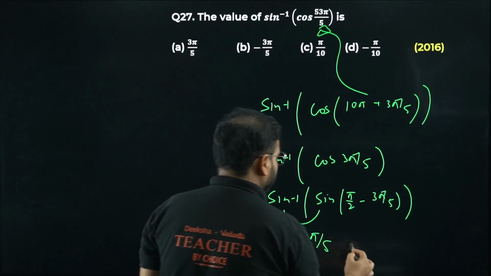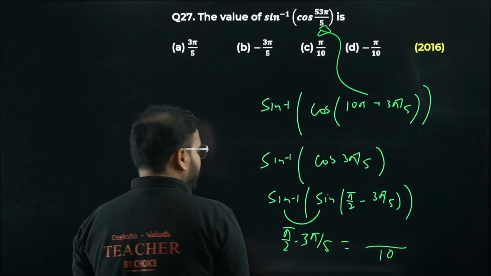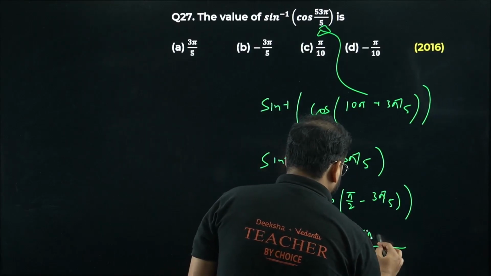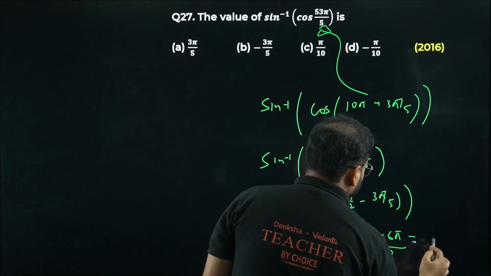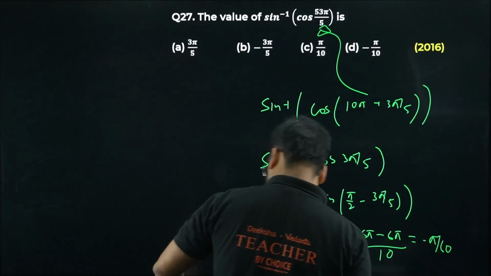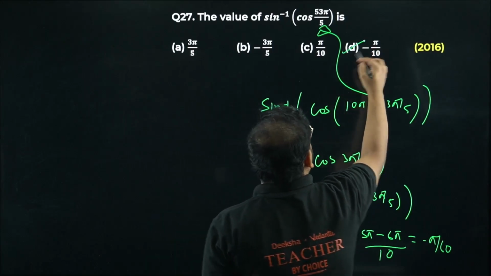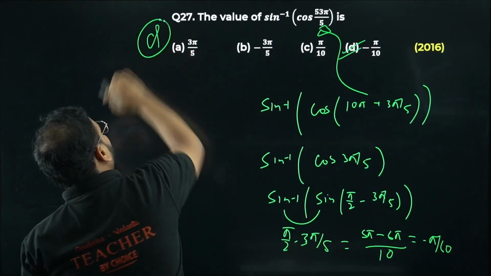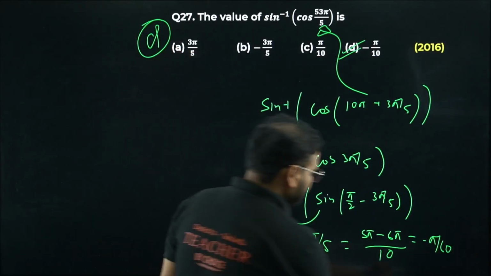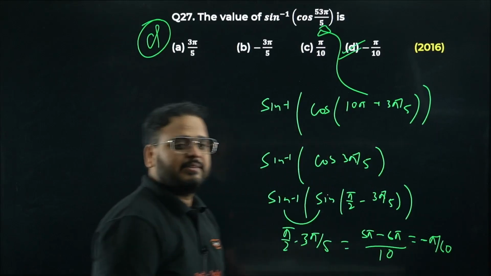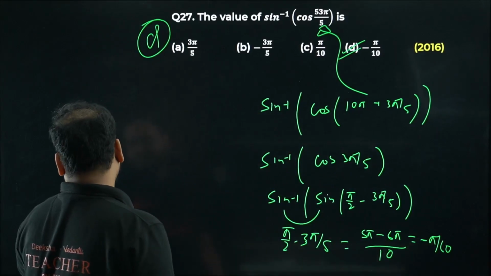Taking the difference in this case, you get LCM as 10. You have 5 pi minus 6 pi. How much is that? Minus pi by 10. Option D is right. Option D is correct. Minus pi by 10. 27 is done. Simple problem.